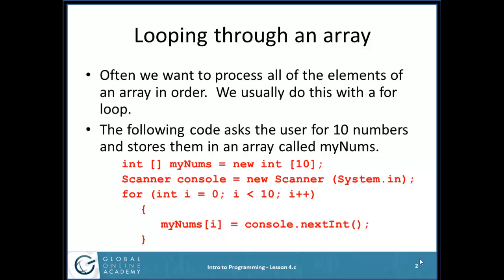So inside the for loop, I do mynums sub i. That'll be 0 or 1 or 2 all the way up to 9, equals console.nextInt. So read the next number that the user types at the console.